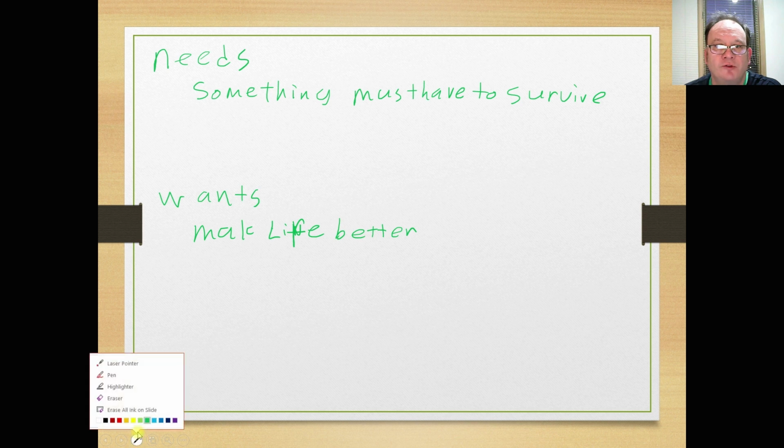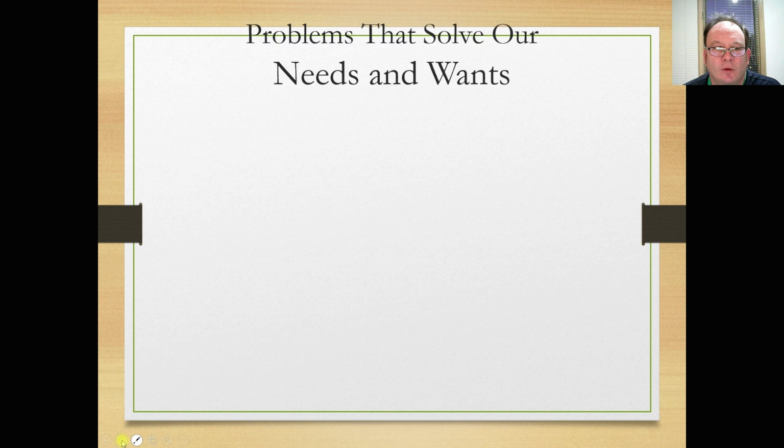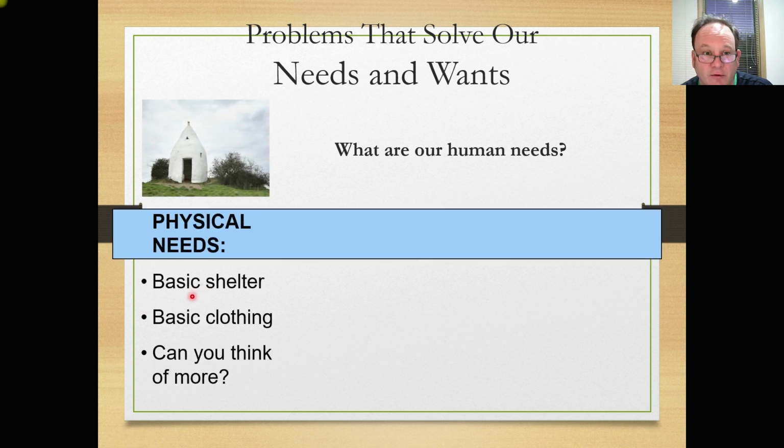Okay, so problems that solve our needs and wants. What do we think some human needs are? Well, humans need basic shelter. We need a place to hang our hat, so to speak, or get out of the elements, out of the weather. And you can see kind of a basic little hovel here. We need clothing. We need basic clothing. And other physical needs that we have. For some of us, it might be transportation. And that's a physical need. Let's go down here. All right, biological needs: food, water.